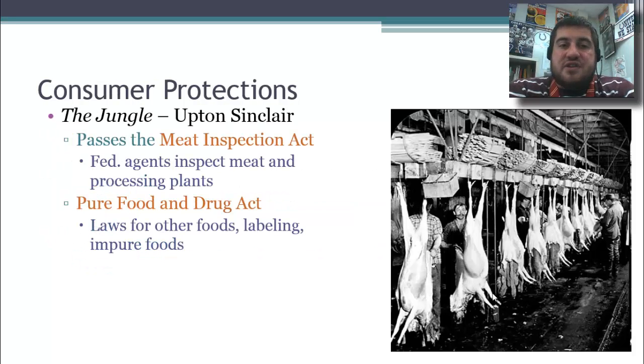As far as consumer protections, we've talked about the novelist Upton Sinclair, who wrote The Jungle. He passes, in response to The Jungle, two things: the Meat Inspection Act, which gives the Department of Agriculture, which is a federal agency, the power to inspect meat and processing plants and make sure that they are up to snuff, and the Pure Food and Drug Act, which makes way for the modern-day FDA, which gives us laws for food labeling and impure foods, and basically making it law that they have to do certain things in order to keep sanitation and keep people from getting sick.